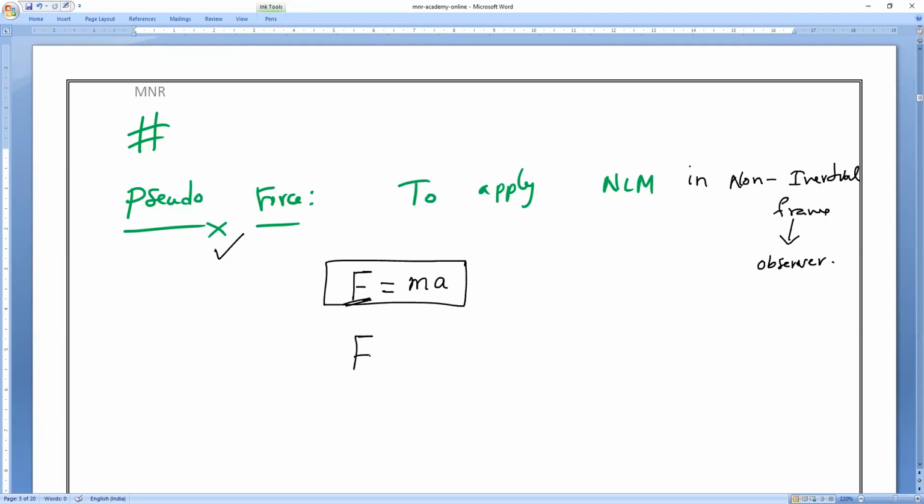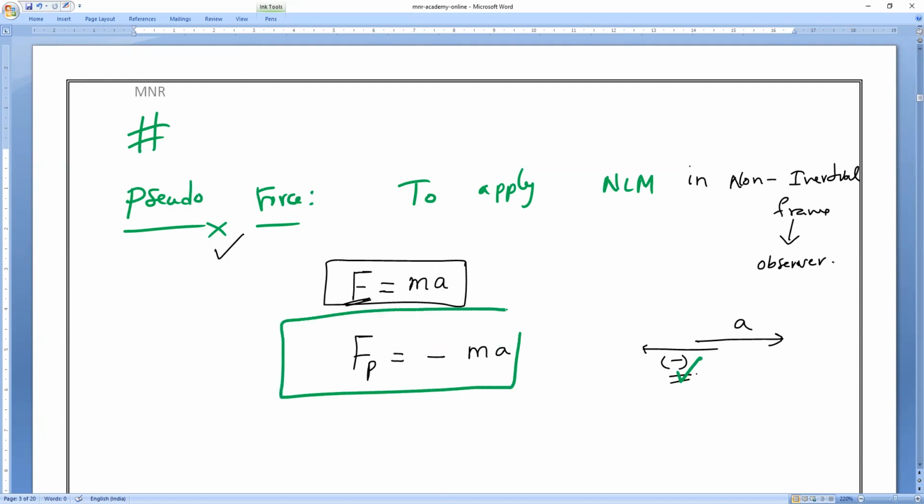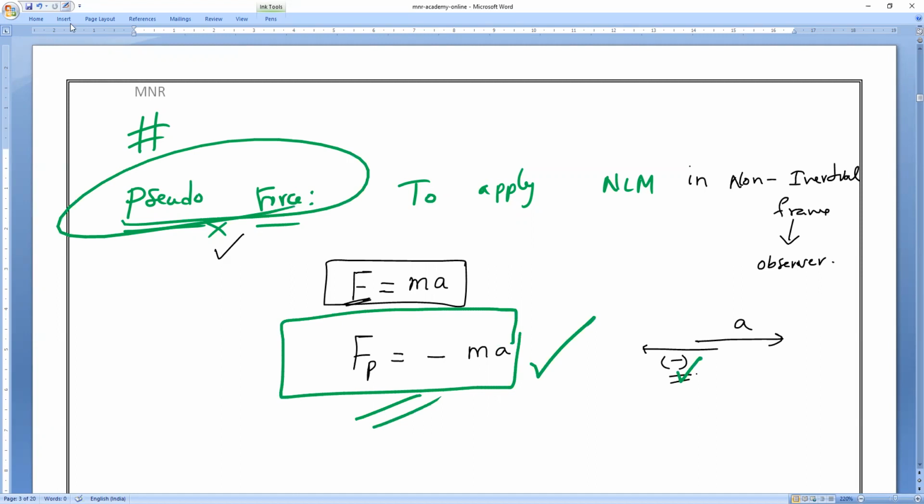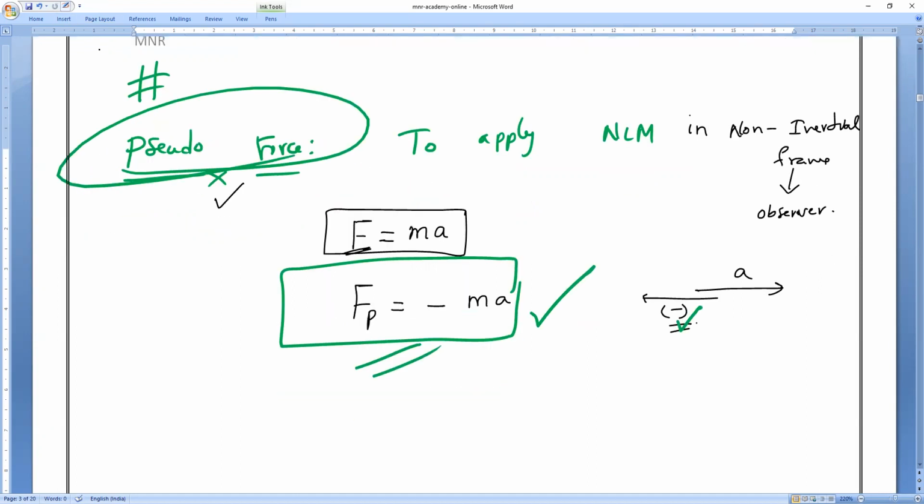Now, pseudo force. This is the normal force. The pseudo force is just opposite to that, that is minus ma. As we all know, if the body is accelerating in one direction, then the pseudo force acts opposite. We represent the pseudo force with a negative sign. So minus ma, if I write it, is called the pseudo force.